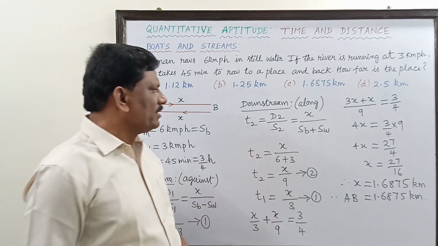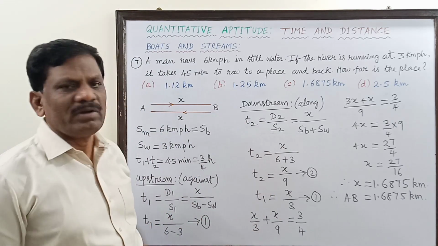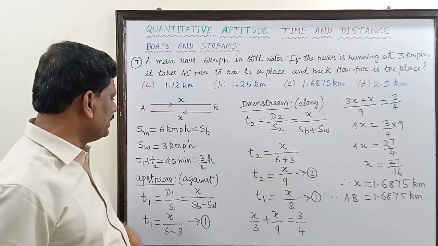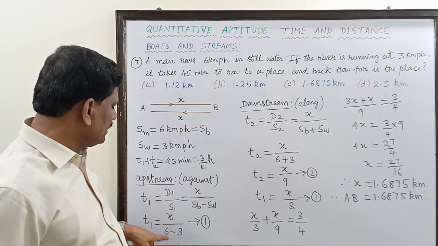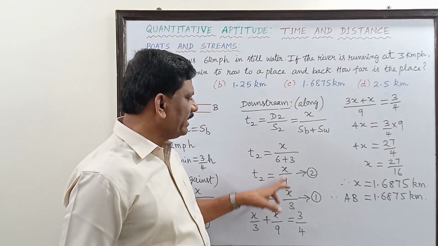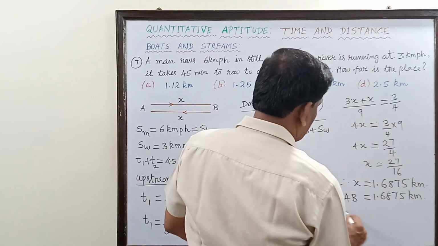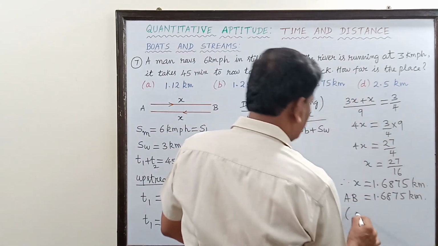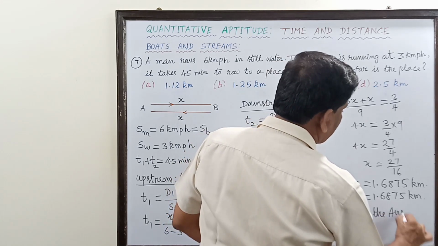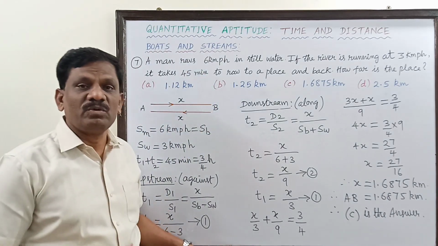The only thing is you have to form two equations, one for upstream and one for downstream. You have to understand carefully that for upstream the relative speed is the difference between the speeds, and for downstream the relative speed is the sum of the speeds. Otherwise, it is very simple. Therefore, option C is the correct answer. I hope you must have understood well. Fine.